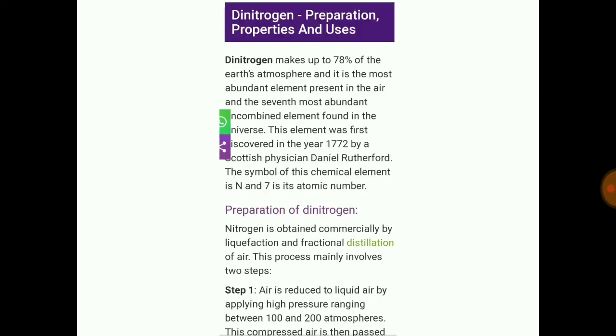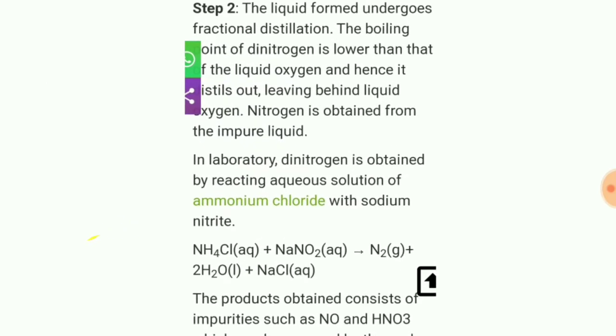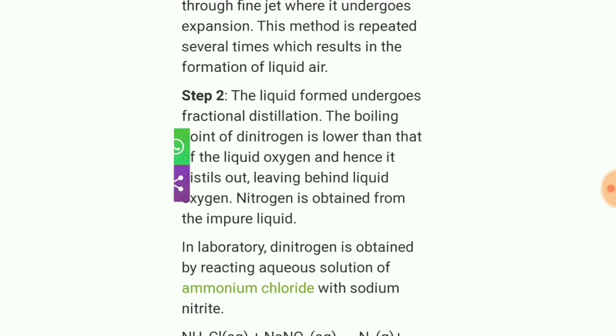is then passed through a fine jet where it undergoes expansion. This method is repeated several times, which results in the formation of liquid air. That is, the air is compressed, then passed through the fine jet where it expands, and when this process is repeated several times, we get liquid air.